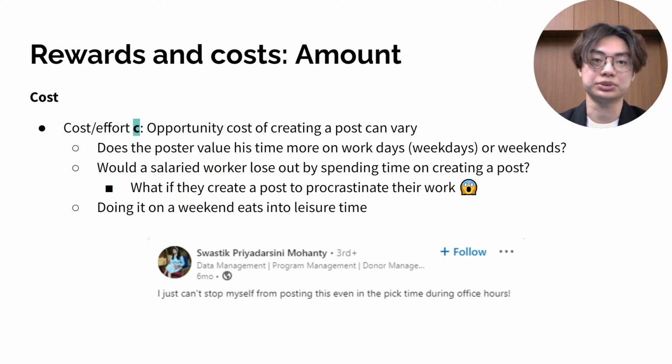This depends on how much a poster values the other things they could do on a given day. A salaried worker may have little opportunity cost of posting during work hours. In fact, they could be posting on LinkedIn to procrastinate their real work. Meanwhile, posting on a weekend would sacrifice precious leisure time. Thus, we can argue that opportunity costs would be higher on weekends.